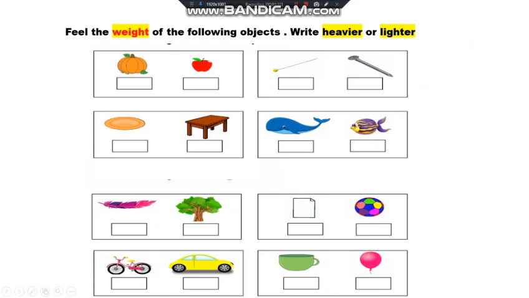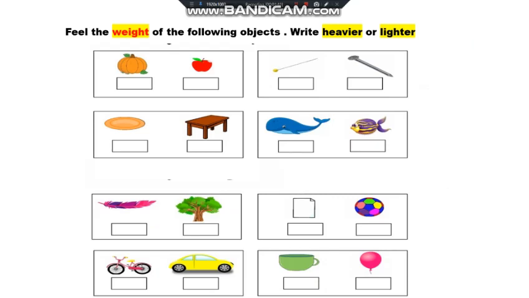Dear student, it is not necessary to weigh an object. Just feel. That means you have to assume which is heavier or lighter. Heavier means heavy weight and lighter means light weight.